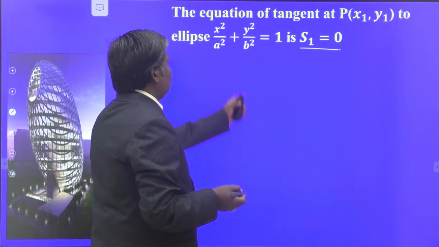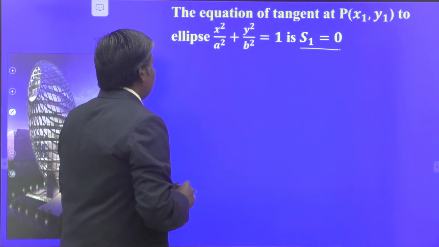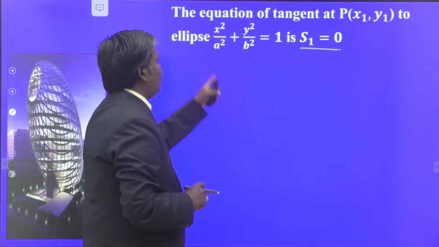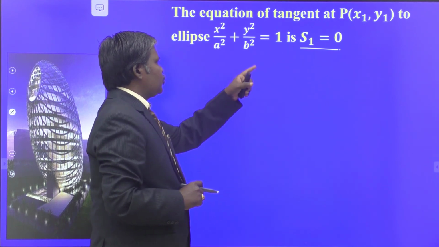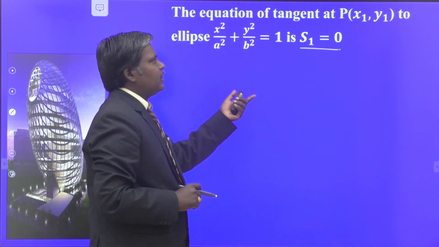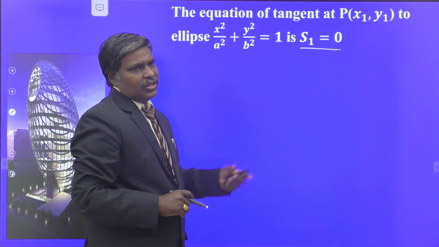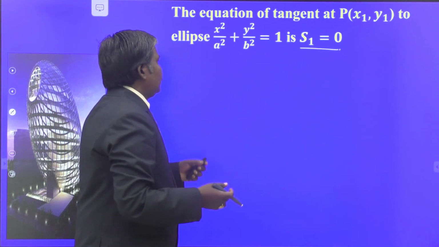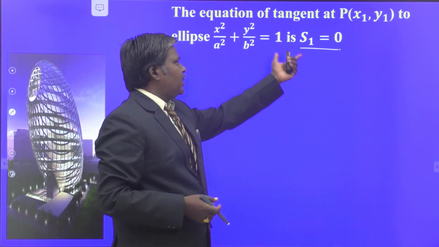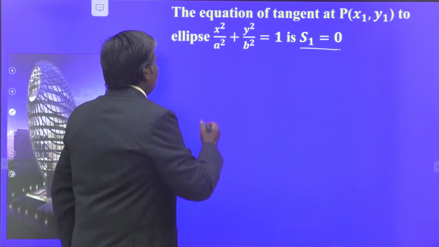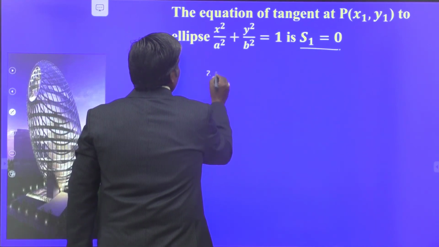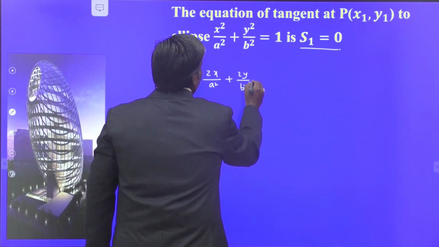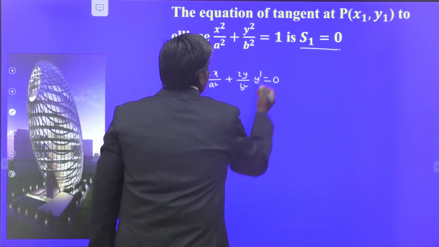So we can do this one in the calculus method also by taking differentiation with respect to x on both sides, find the dy by dx and substitute at x1, y1, we get the slope of tangent at that point and write the equation y minus y1 is equal to m into x minus x1 and simplify that one, we get S1 is equal to 0. So by differentiating with respect to x on both sides, what we get? 2x by a square plus 2y by b square into y dash is equal to 0.